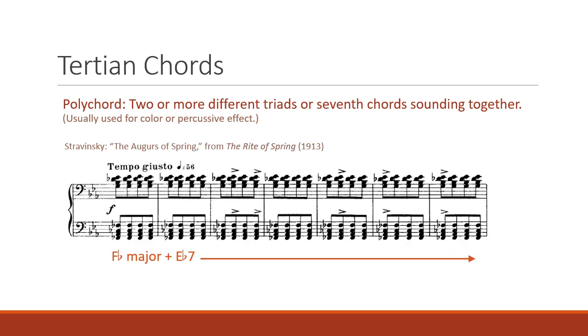Here's another example from Stravinsky's next ballet, The Rite of Spring. If you've heard of this piece, you probably know that there was a riot at the premiere in Paris in 1913 because the music and the choreography were considered primitive and scandalous to Parisian sensibilities. Now what you're about to hear is the music that happens when the curtain rises. It's a polychord made up of F flat major on the bottom and E flat 7 on the top.